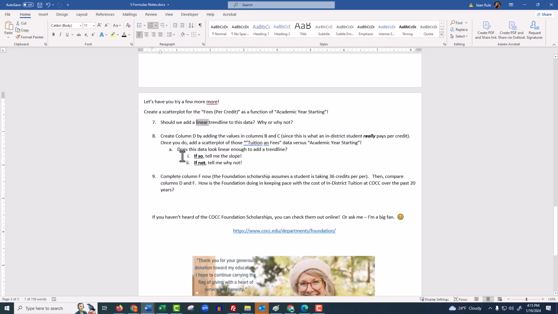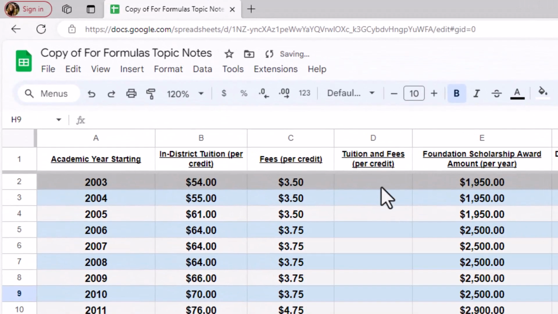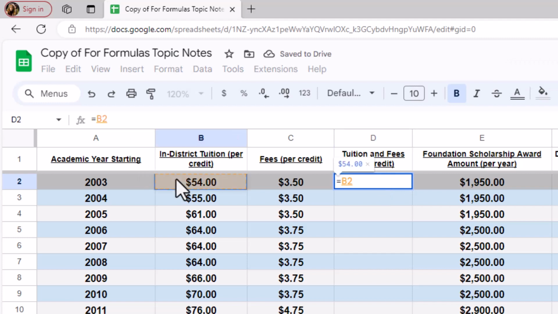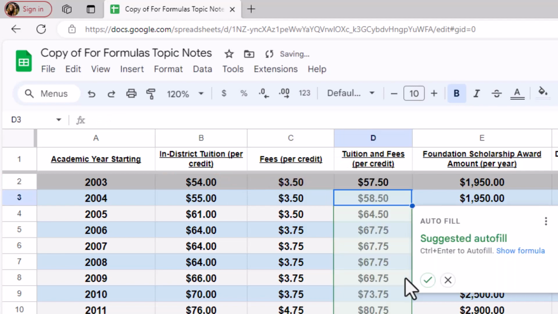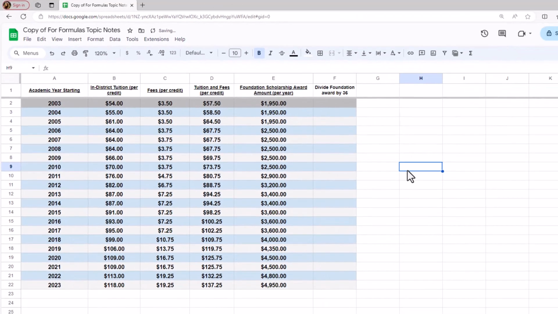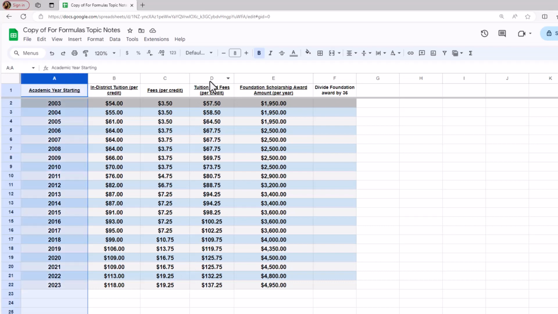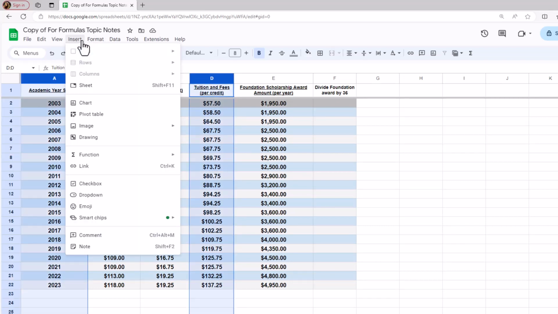Okay, create column D by adding the values in B and C. Oh, yeah. So this is the one where, I'm going to delete this. So this is tuition plus fees. So this is what you actually pay per credit. If you're in district, you pay $54, but you also pay this weird little fee of $350 back in 23. And yeah, you know what? That autofill's legit. Okay, so that's what a student is actually paying per credit. Fees went from $3.50 a credit up to what y'all are paying right now as I record this in early 2024, 1925.